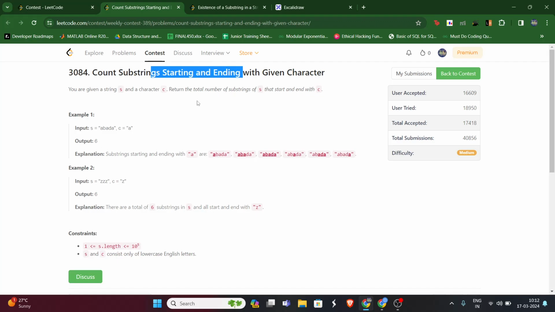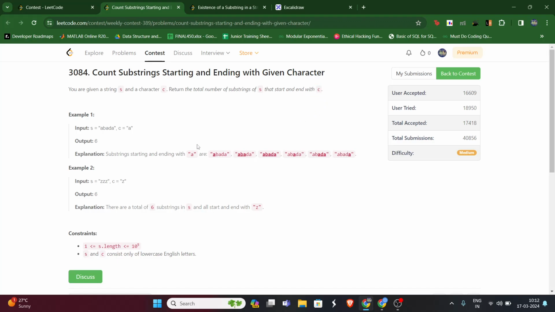Pause the video and read the question. I mean, it's pretty straightforward, so let's directly jump into it. What does the question say? We will be given a string S and a character C. We have to return the total number of substrings of S such that it starts and ends with C. The question is very straightforward.